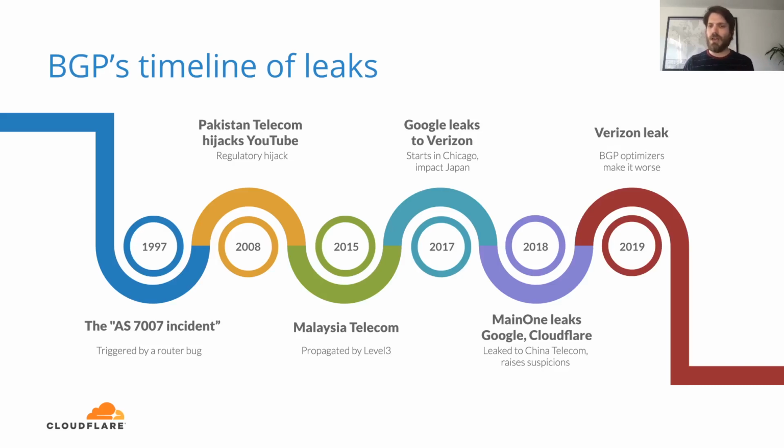And then you have Malaysia Telecom, which had an incident in 2015, which unfortunately was made worse because Level 3 propagated it. In 2017, Google leaked their entire table to Verizon, which caused impact to traffic in Japan. And then in 2018, you had Main One in Nigeria leaking the prefixes of Google, Cloudflare, and others to China Telecom, causing massive disturbances globally and raising some eyebrows because China Telecom was involved, so they thought maybe a government actor was involved. And then to bring it all back home, to the crux of this presentation, in 2019 we had the Verizon route leak.